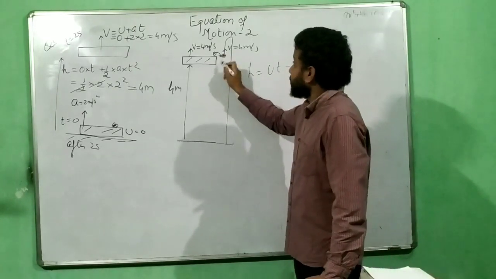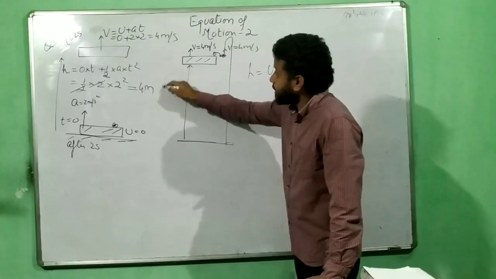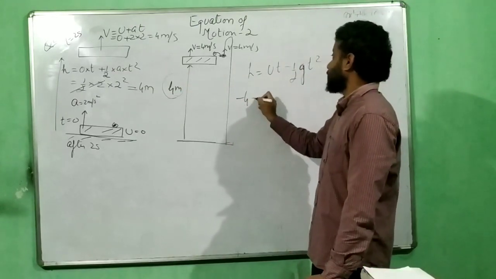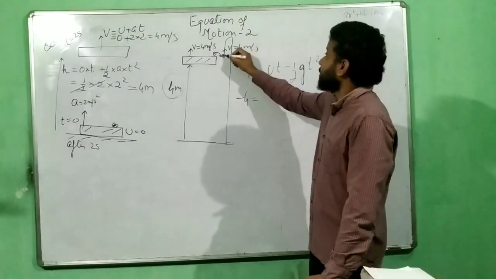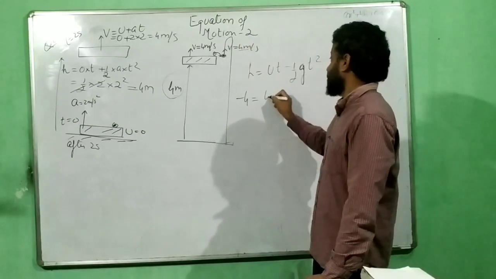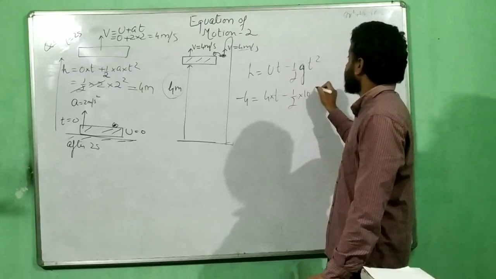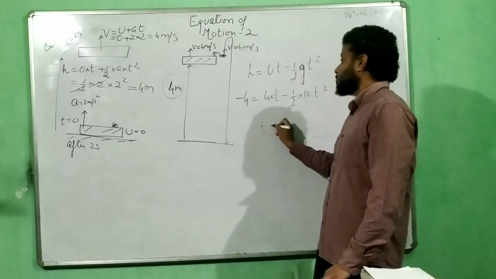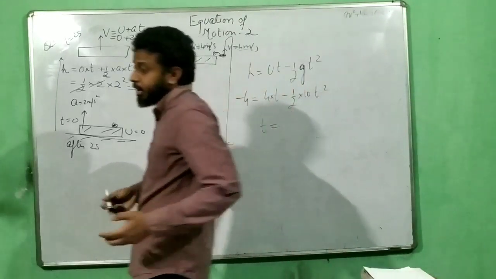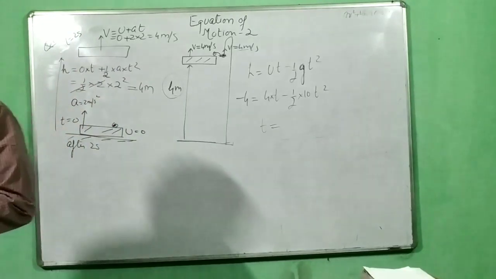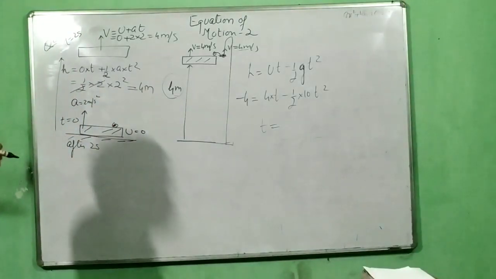So this is my initial point, this is my final point. h is minus 4. So minus 4 equals ut, initial velocity of the ball is 4 meter per second. So 4 into time t minus half g, which is 10, into t square. And now I will solve this for the value of time. In this case, you will get one positive root, the other is a negative root. The positive root is your answer.